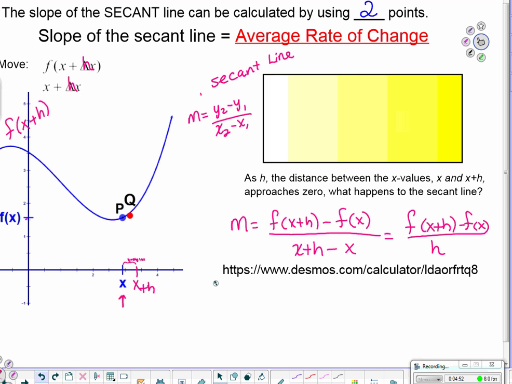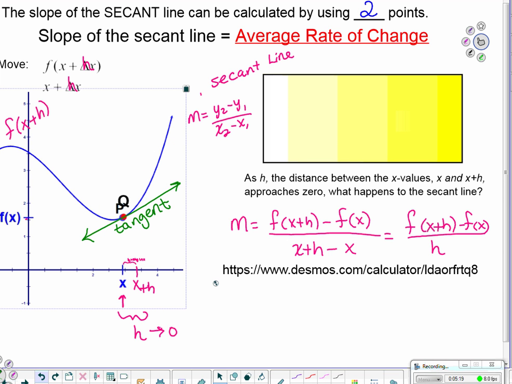Well, a derivative is defined as bringing this change of x, represented by h here, to a very, very small amount. I want h to go to 0. And if I do that, then Q becomes on top of P, and I'm really talking now about a line that is tangent to my curve.